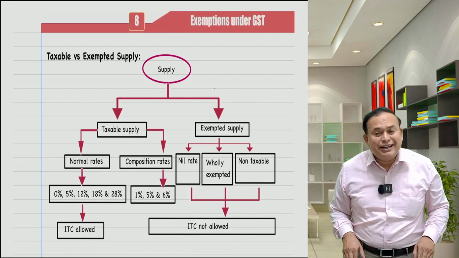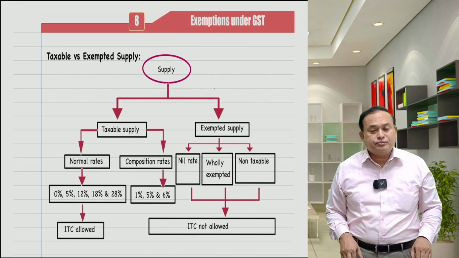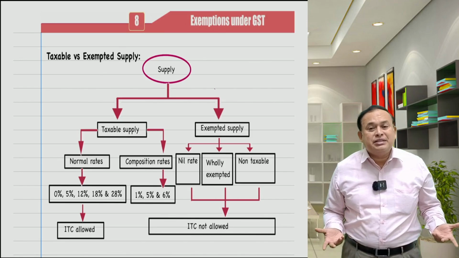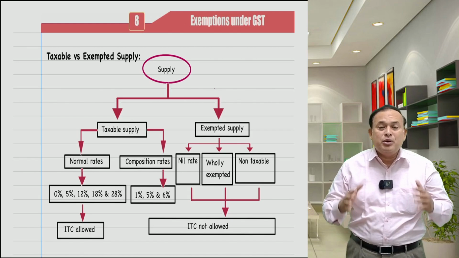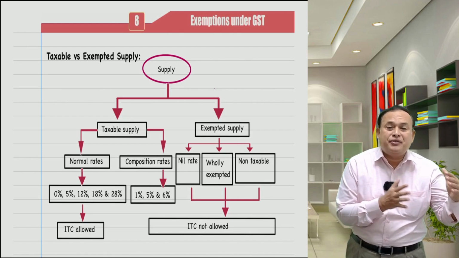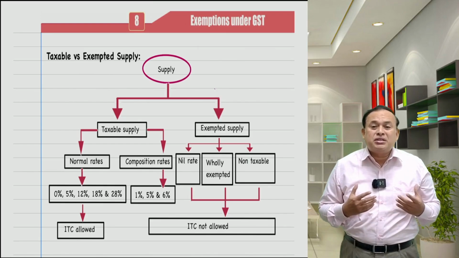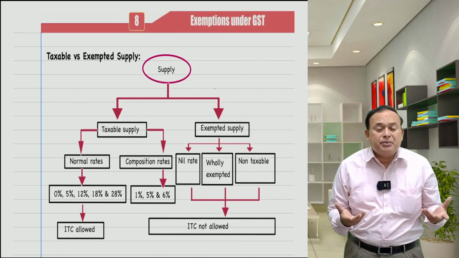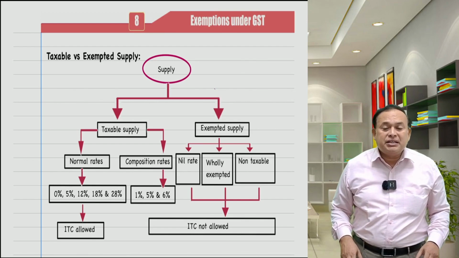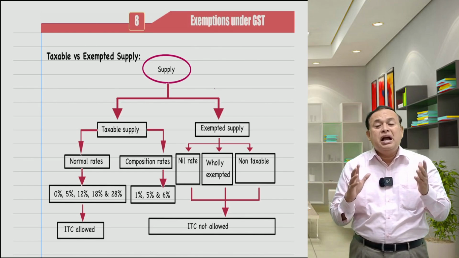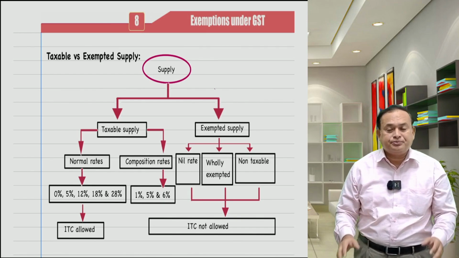If there is no cascading, the question of claiming input tax credit does not arise, because input tax credit is claimed only to eliminate the cascading effect of tax. In the given case, for a supplier whose supply is wholly exempted from the payment of GST, his inward supply absolutely does not qualify for input tax credit and it will form part of the cost.